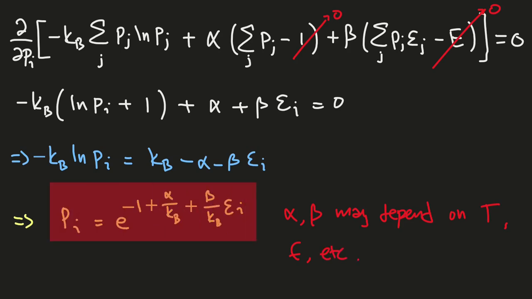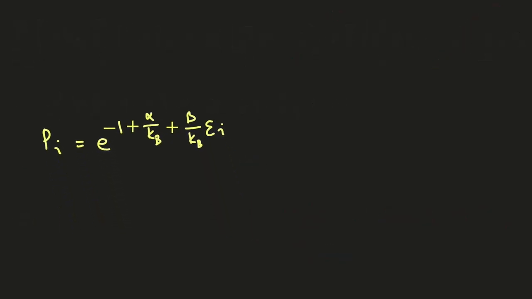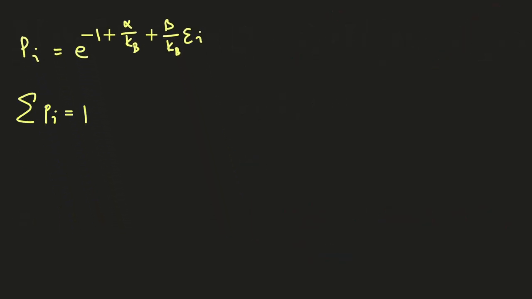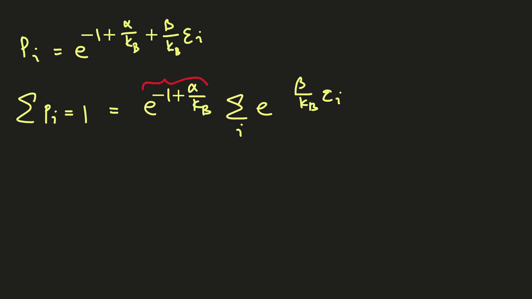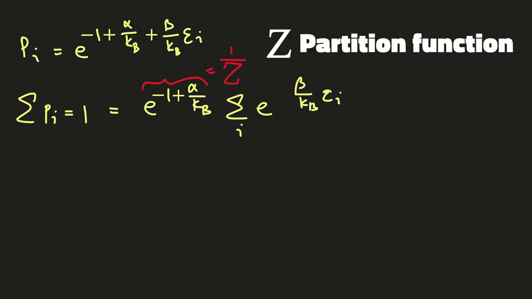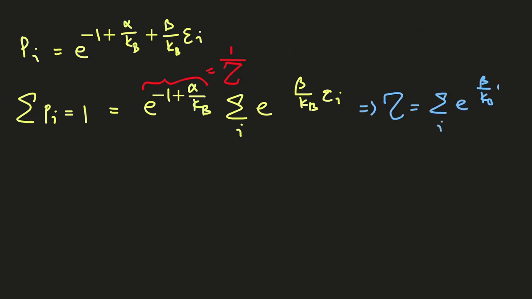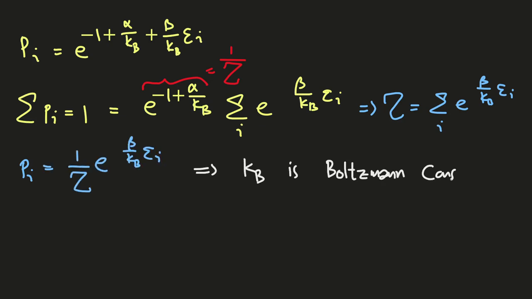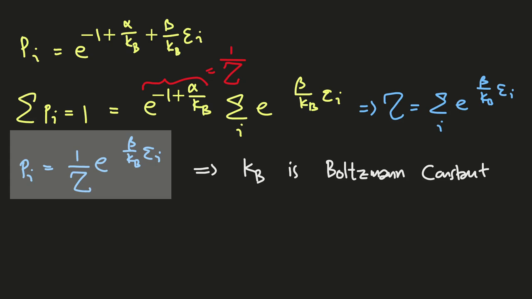Pi here is about probability. So, by plugging in the probability constraint, we will have this equation, where I define this expression as 1 over Z capital, or Z the partition function. So we get that the partition function is given by this equality, and then for the final result, we have pi as this, where kB here is the Boltzmann constant. So we get the distribution for probability in an isolated system.